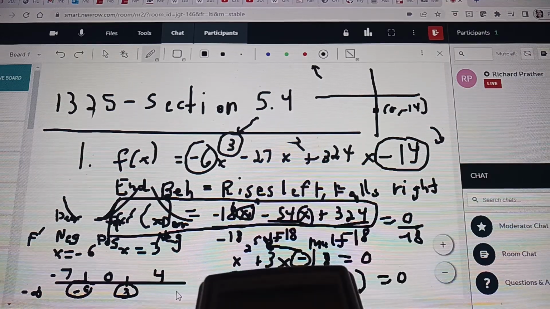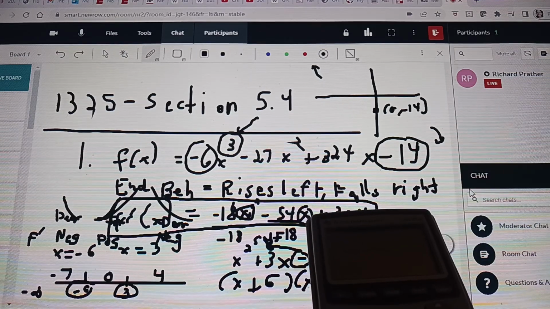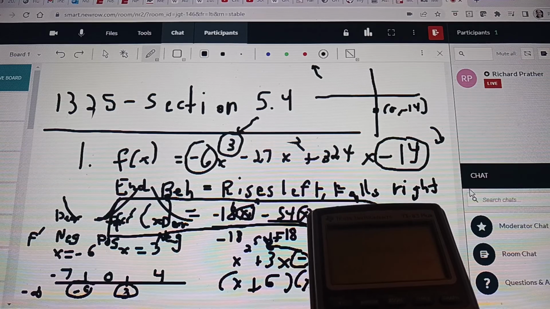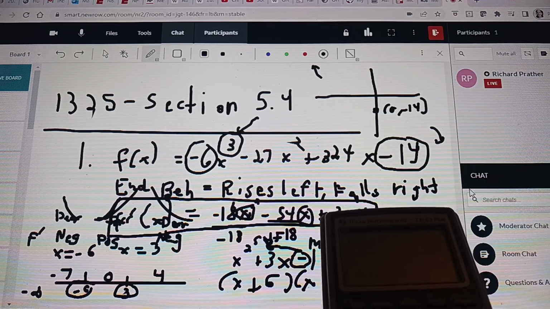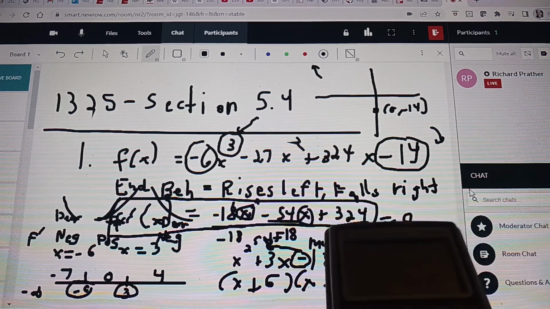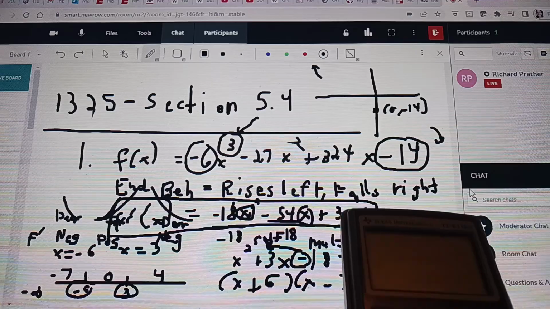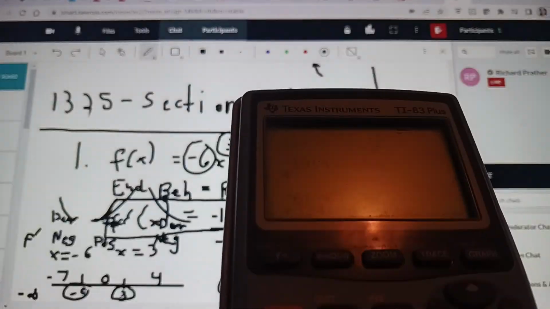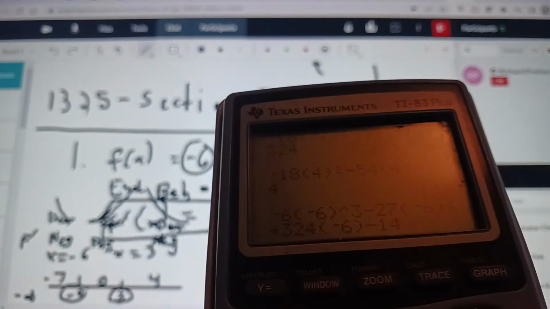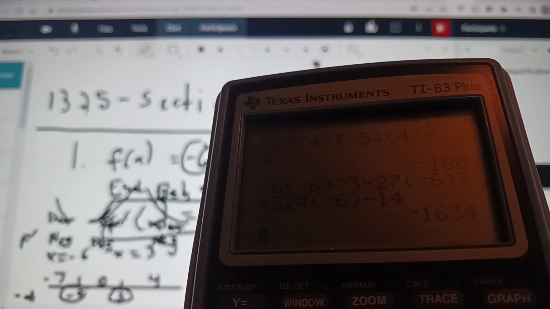And then what we can do is we can plug them into the original function to get what the y value of them is. So -6 times (-6) cubed minus 27 times (-6) squared plus 324 times (-6) minus 14. This will get me what y equals when x is -6. It's -1634.